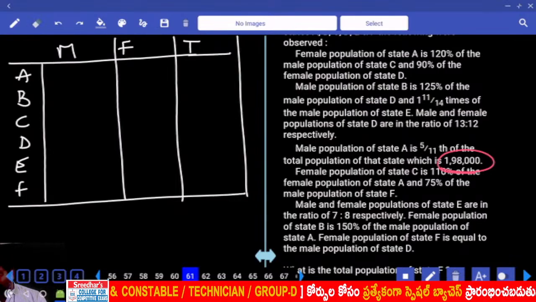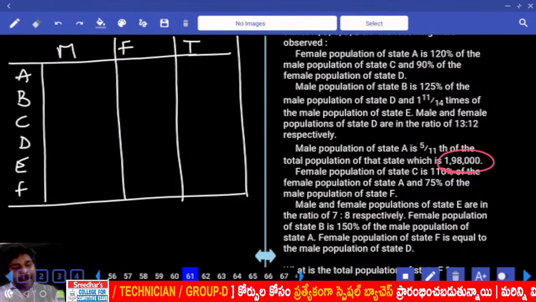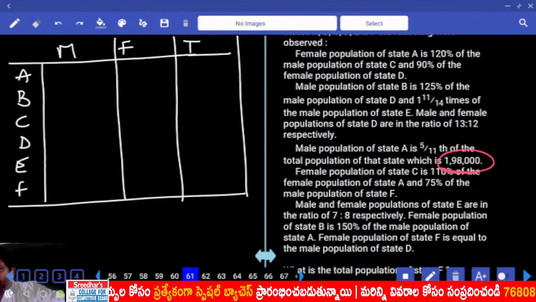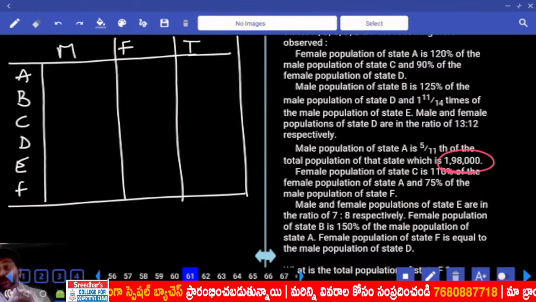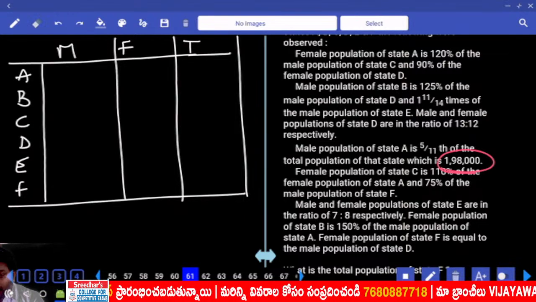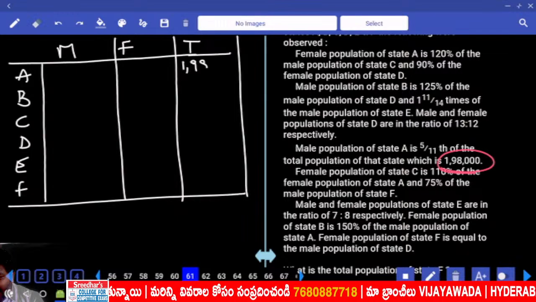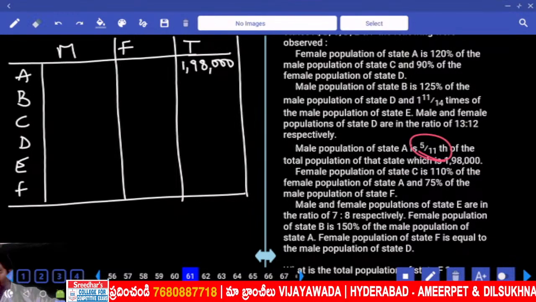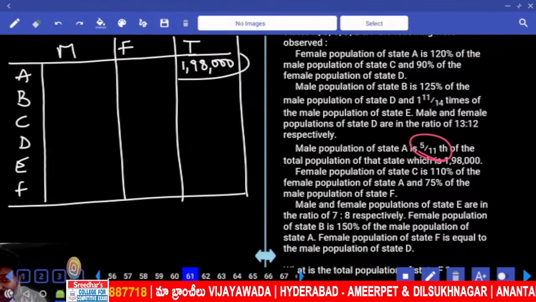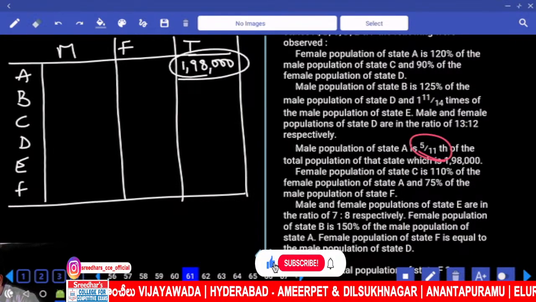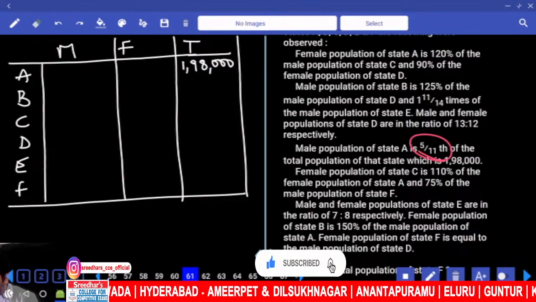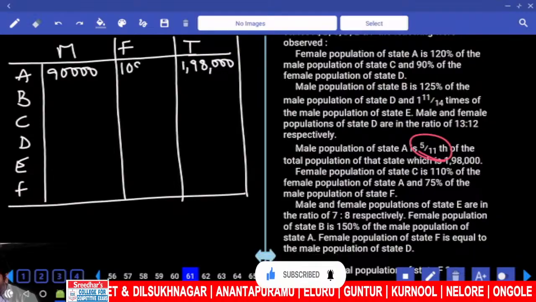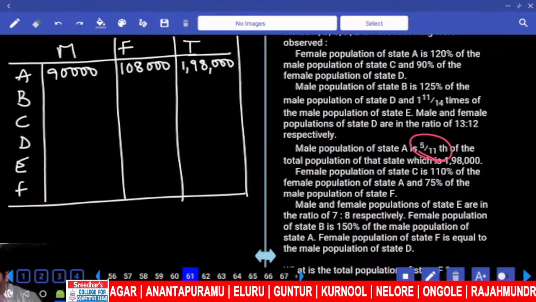Let's start from that particular paragraph. Male population of state A is 5/11 of total population of that state, which is 1,98,000. What is 1,98,000? Total. If total is 1,98,000, male population are 5/11. What is 1/11th of this number? 18,000. 5 times 18,000 is 90,000 male, remaining 1,08,000 are female.